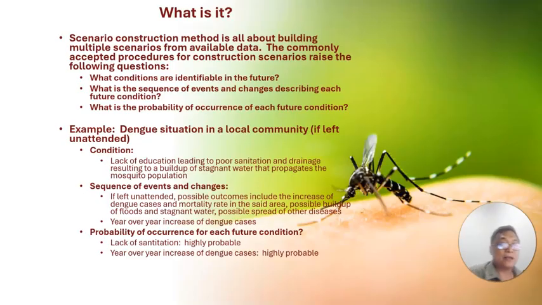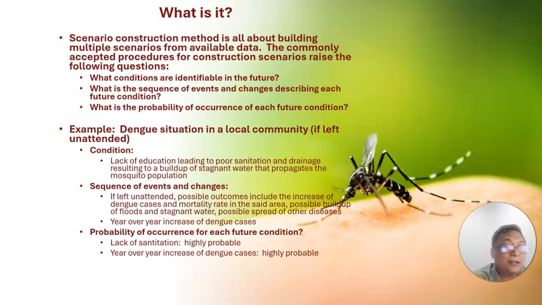In this particular scenario, I made up a mock-up project called the dengue situation in a local community if left unattended. The condition is lack of education leading to poor sanitation and drainage, resulting in a buildup of stagnant water that propagates the mosquito population. Sequence of events and changes would include, if left unattended, possible outcomes such as the increase of dengue cases and mortality rate in the said area, possible buildup of floods and stagnant water, possible spread of other diseases, and year-over-year increase of dengue cases.